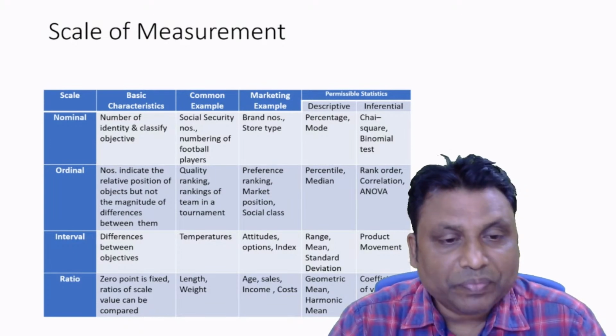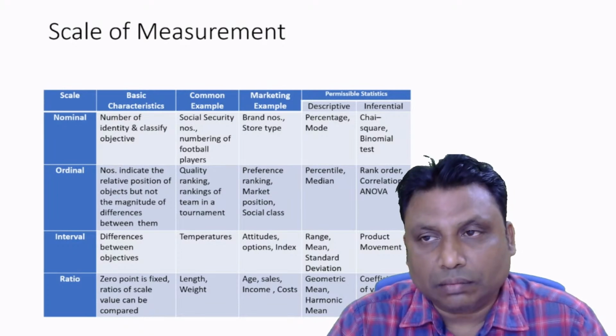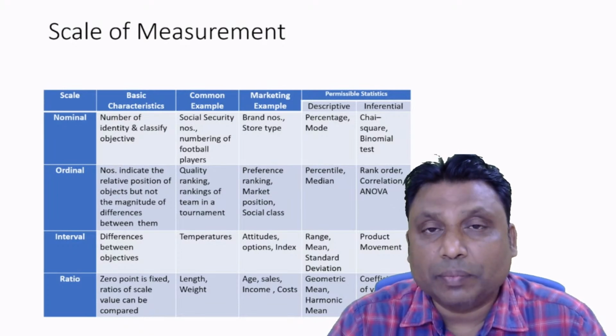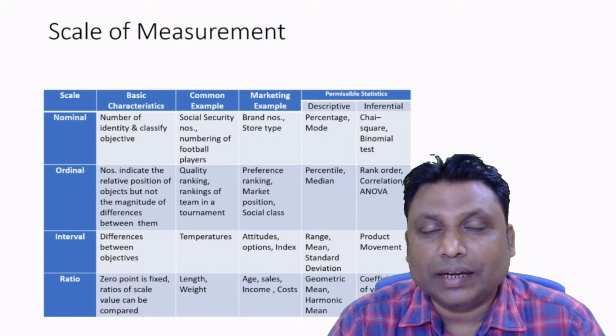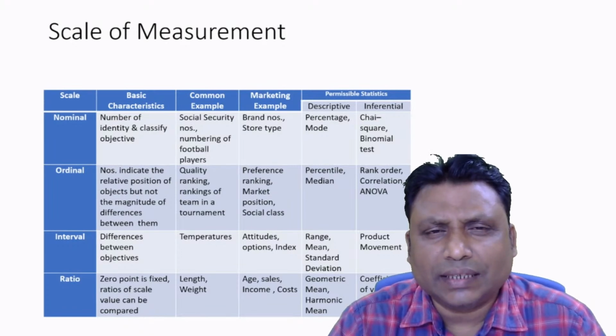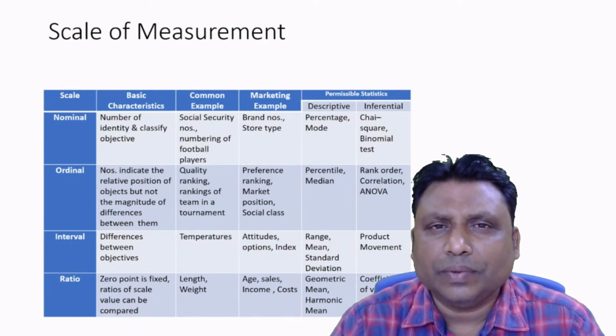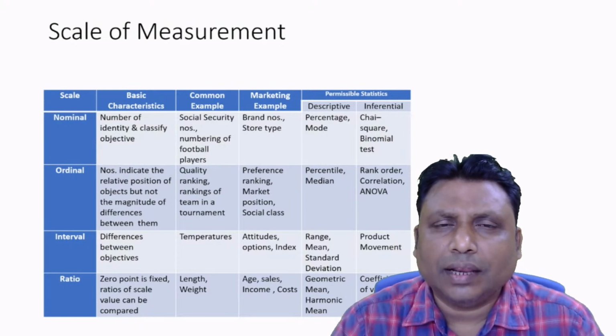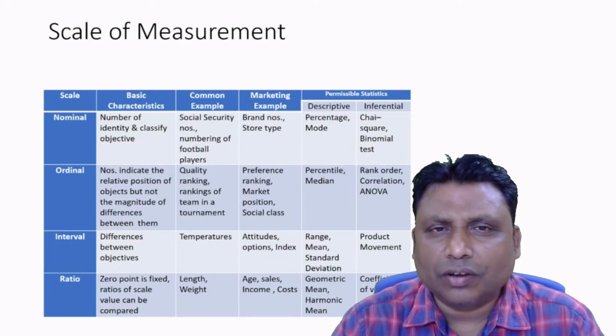Ranking of teams in a tournament, or you can say cricket players on a rank basis: rank one, rank two, rank three. Sometimes, in the ICC, the BCCI, they give the ranking of cricket teams: rank one, rank two, rank three, rank four, rank five, like this. The Asia Cup is going on now also.